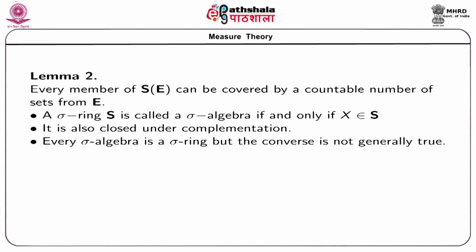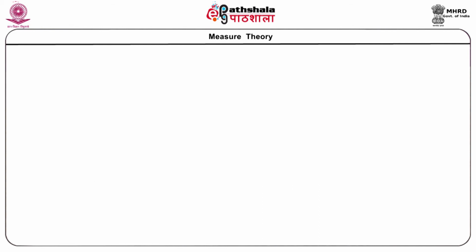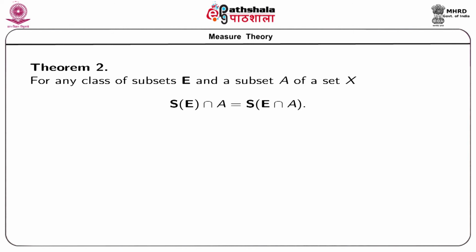Coming to sigma algebra, like ring, we can show that every sigma algebra is a sigma ring, but the converse is not generally true. For example, the collection of all countable subsets of an uncountable set is a sigma ring which is not a sigma algebra. Finally, we prove a particular result in this module, which we will use later in this chapter.